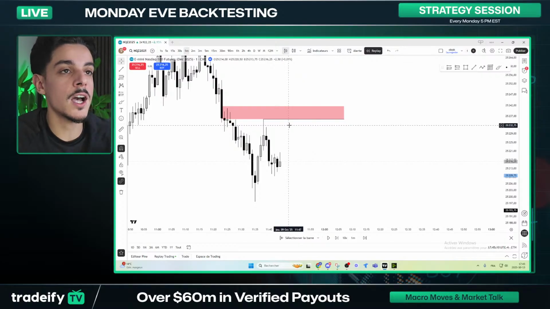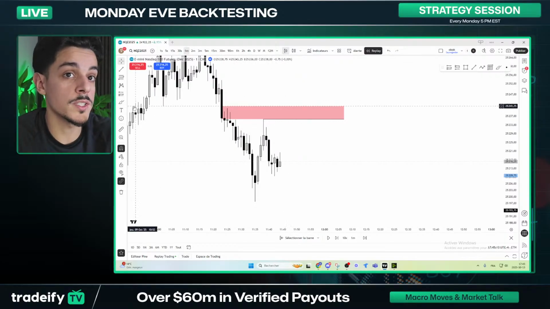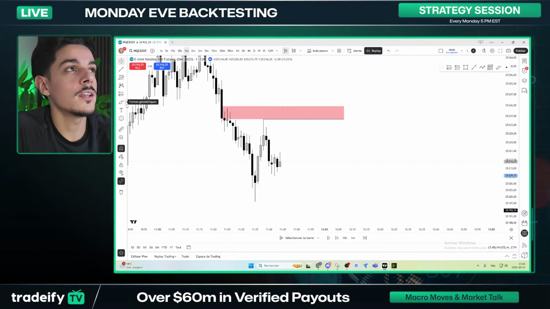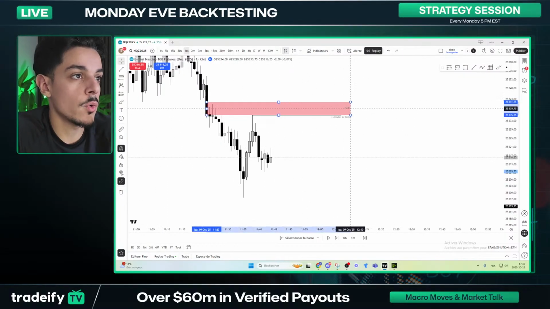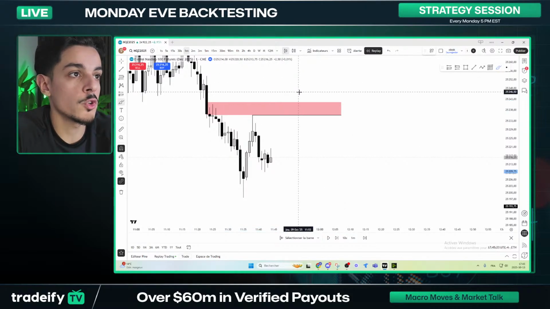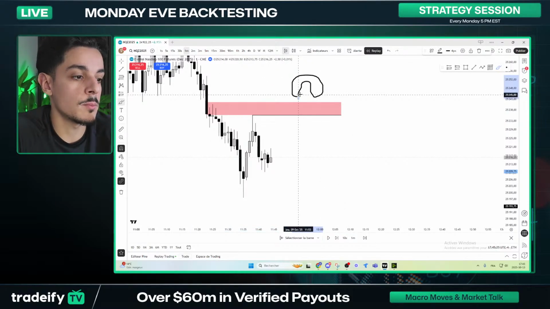Exactly the same thing. This is how I utilize those entry models, and I know when an inversion fair value gap is most likely going to have more substance than a random one on the chart. So here I know I have a target, I have an area with low volume, I know this area will act as a magnet. Good.